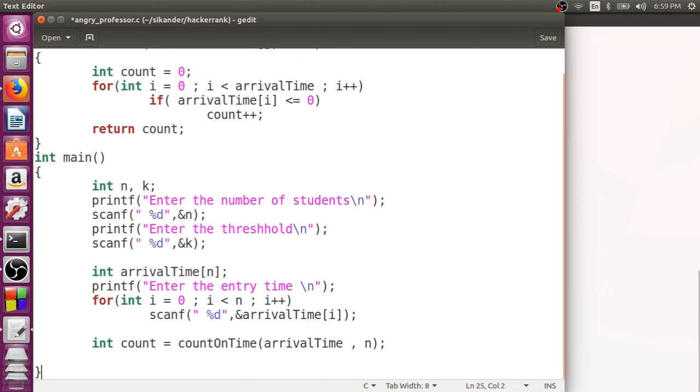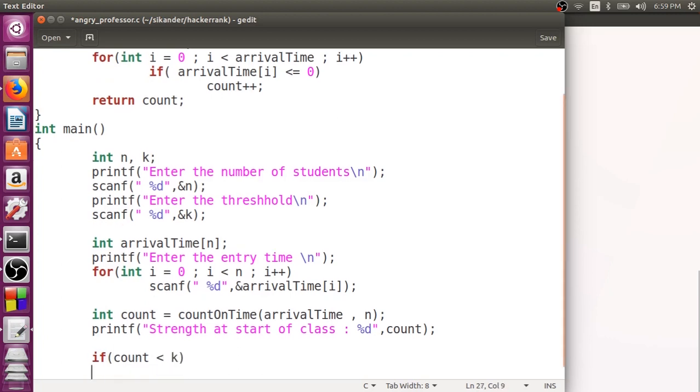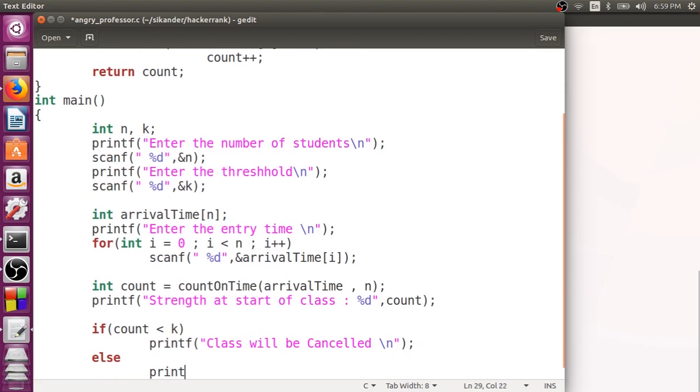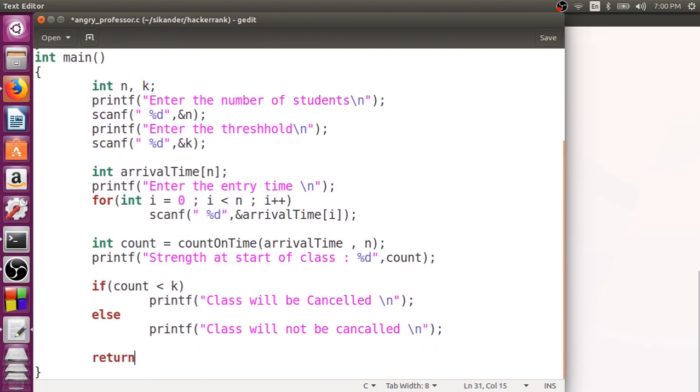After receiving it, for verification, you can print the strength at the start of class. What is the strength at the start of class? It is the count value. Now I need to decide whether the class will be cancelled or not. If the strength is less than k, which is the threshold, the class will be cancelled. Else, the class will not be cancelled. Right? That's it. Nothing else. Return 0 as standard from the main.